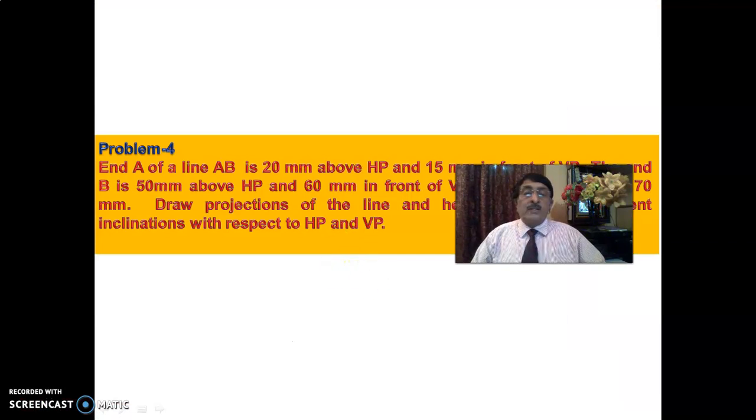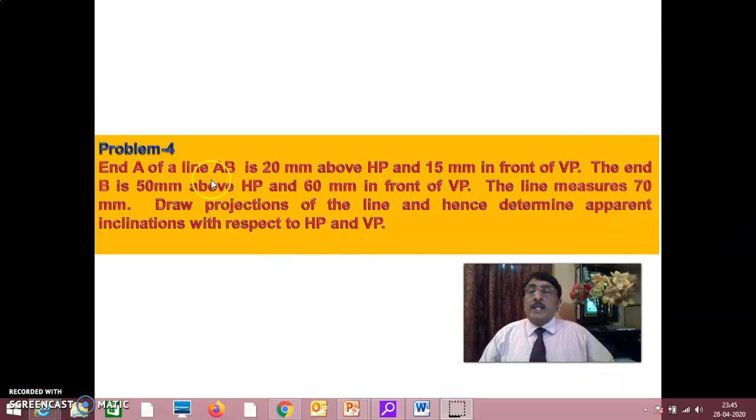Now, let us say there is a problem like this. End A of the line AB is 20 mm above HP and 15 mm in front of VP. Anyway, whatever they give, you do it, because this is anyway not a parameter. It can be anything. But since they have given 20 mm above HP and 15 mm in front of VP, take the same distance. The end B is 50 mm above HP. Please follow.